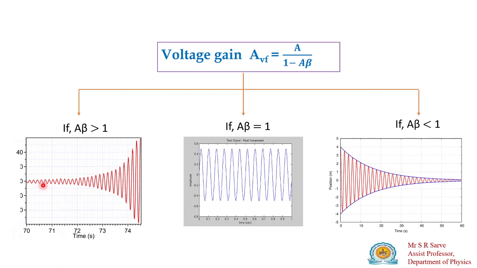Here we get the increasing oscillation, and if the value of A into beta is equal to 1, actually it is nearly equal to 1, and it should be slightly greater than 1 in actual practice. So if A into beta, the product of the gain of the amplifier and the feedback amplifier, is equal to 1, then we will obtain a constant output whose amplitude is also constant.